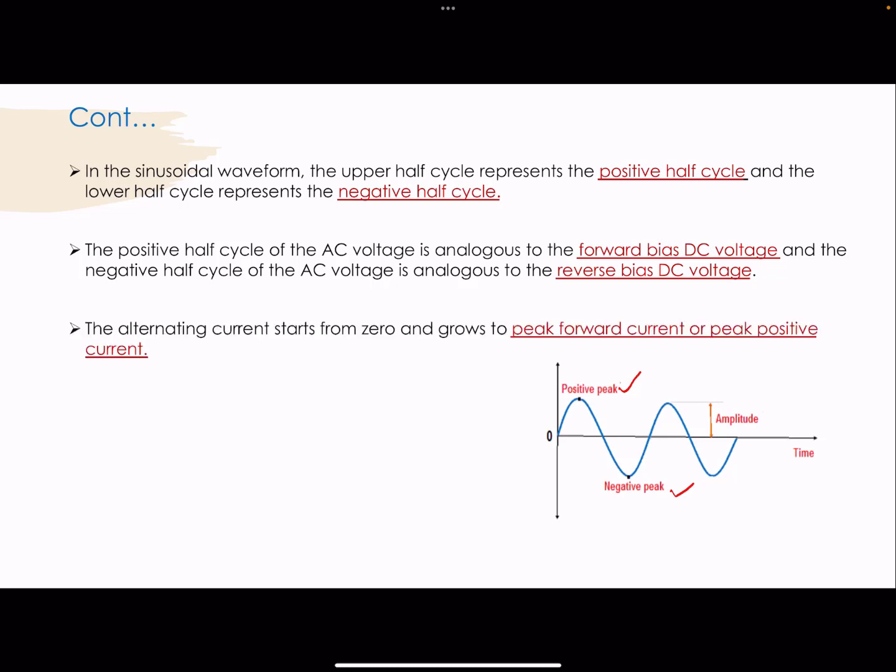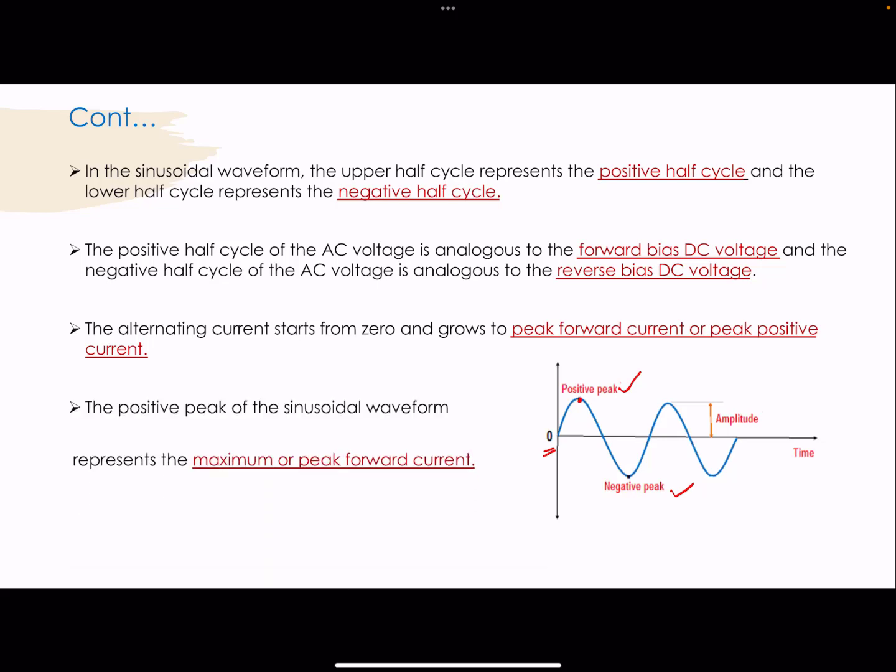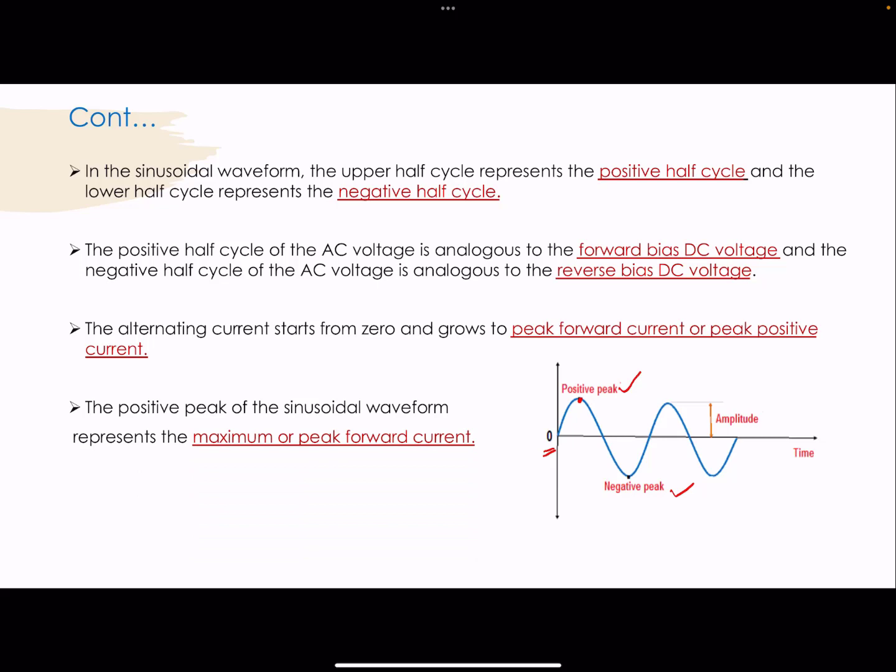And the alternating current starts from zero and grows to a peak forward current or peak positive current. So if you see, the current is initially starting from the point 0 and it is reaching the positive peak of the forward current. And the positive peak of the sinusoidal waveform represents the maximum or the peak forward current. And after reaching the peak forward current, it starts decreasing and reaches 0. So after reaching this peak point, it slowly starts to decrease and reaches the point 0 again.